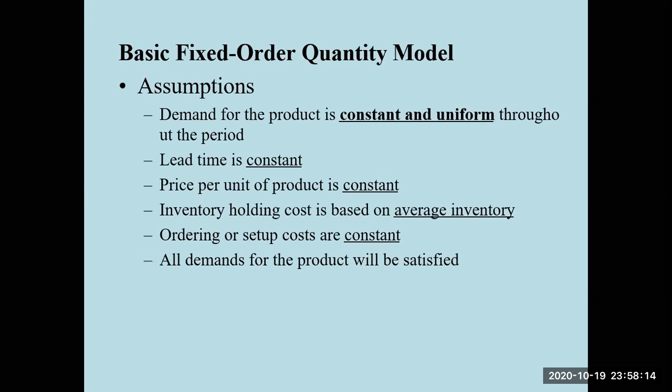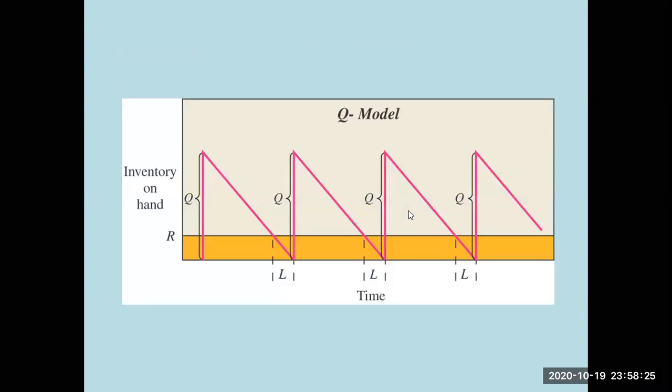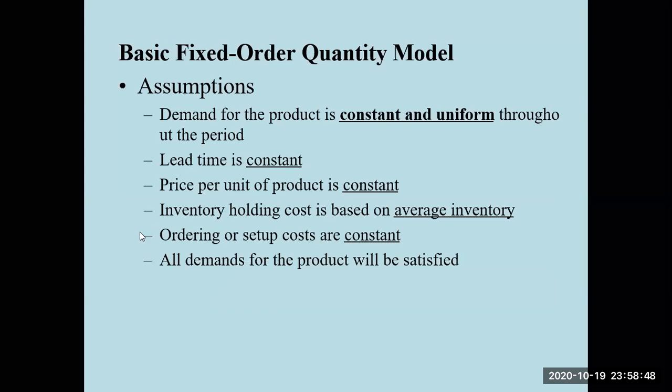Basic model assumptions. Demand for the product is constant and uniform. If demand is constant and uniform, and we order an amount Q, then the inventory level line is a straight line. And lead time is constant.